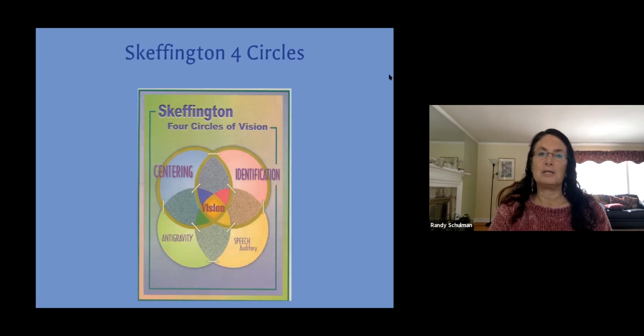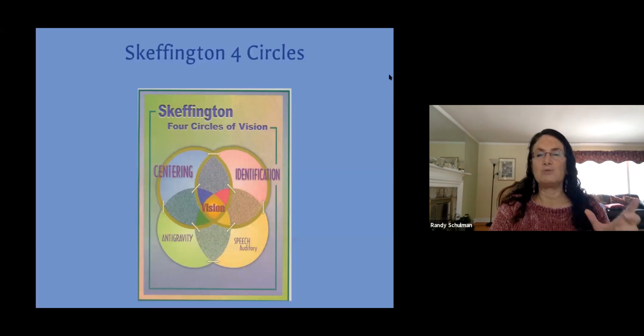Really, vision is a compilation, or the emergent, from all of these four systems. So centering is related to our convergence vergence system. Identification is related to our accommodative system. Anti-gravity is our postural control, proprioception. And speech auditory is our language and communication.